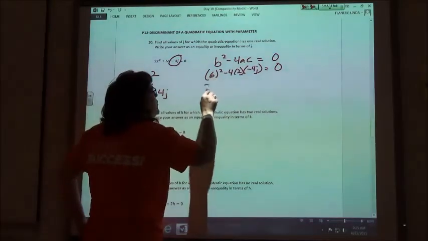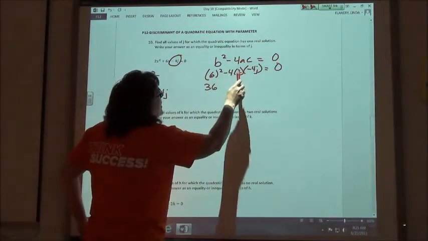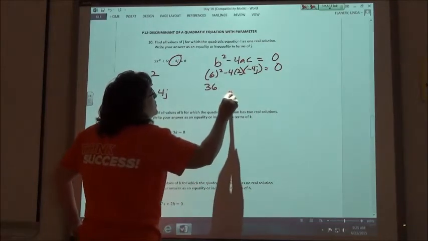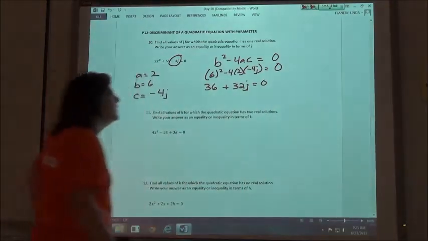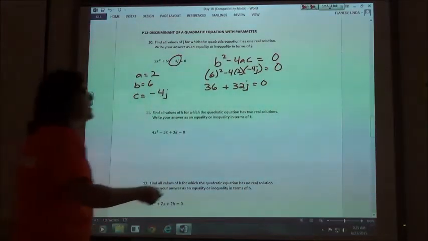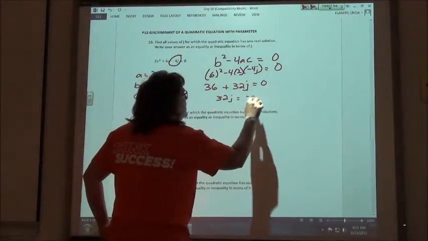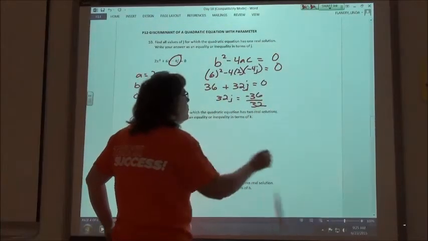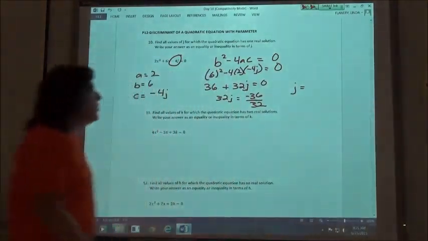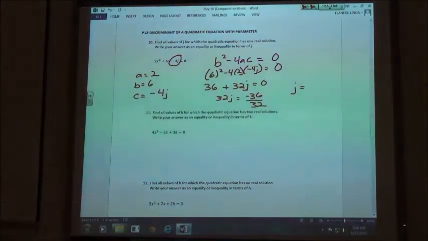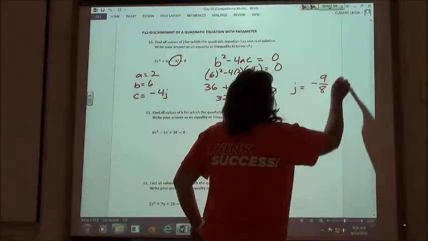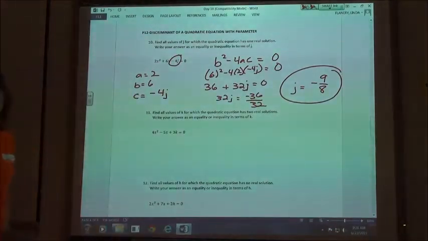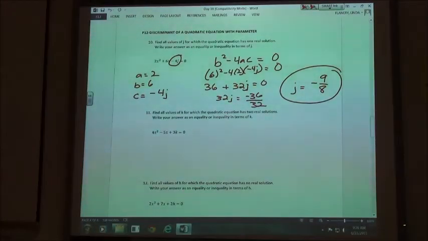So 6 squared is 36. Negative 4 times 2 times negative 4j is going to be positive 32j. So I'm going to subtract my 36. 32j equals negative 36, and I'm going to divide by 32. J is going to be equal to, and if I simplify that fraction, I would get negative 9/8. So this one you do have to type the whole thing in, because sometimes you'll have a greater or a less, or in this case we had the equal.